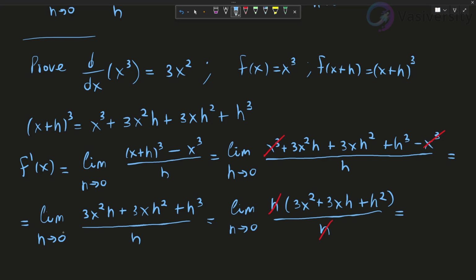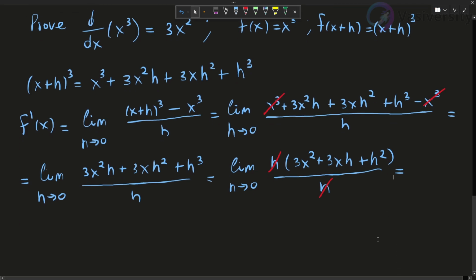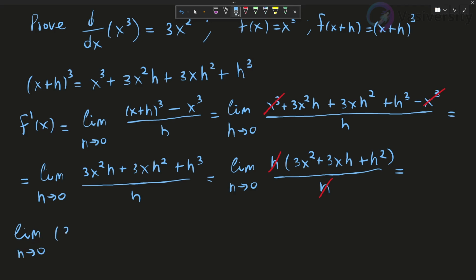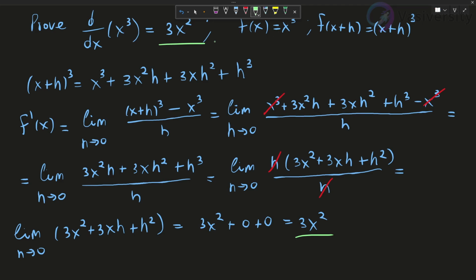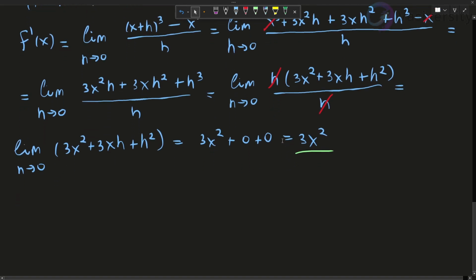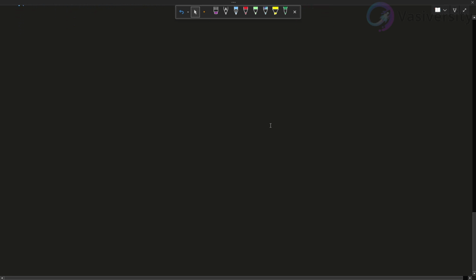Okay, so h and h again cancel out. So we will be left with the limit as h approaches 0 of 3x squared plus 3xh plus h squared. So that's equal to 3x squared plus 0, which is equal to 3x squared. And if we notice, this is exactly what we were trying to prove. Alrighty, perfect. So now let's go ahead and do one more power. We're probably already noticing the pattern, but let's do one more.